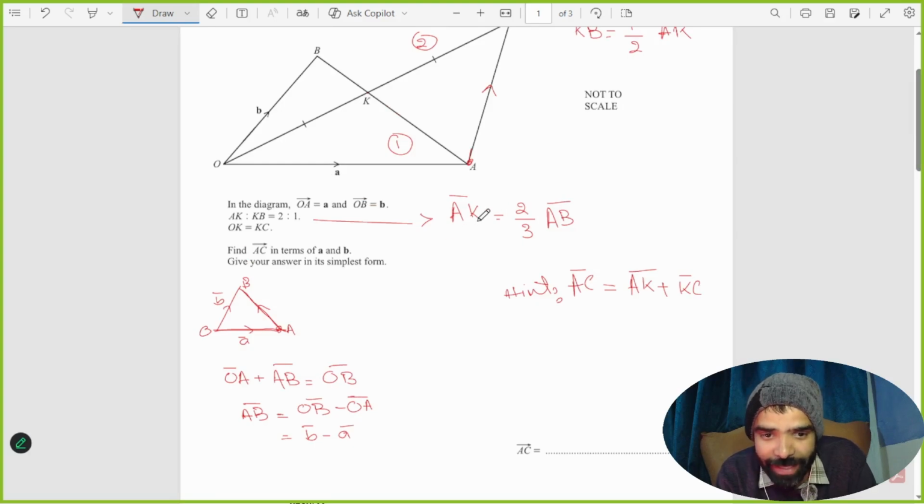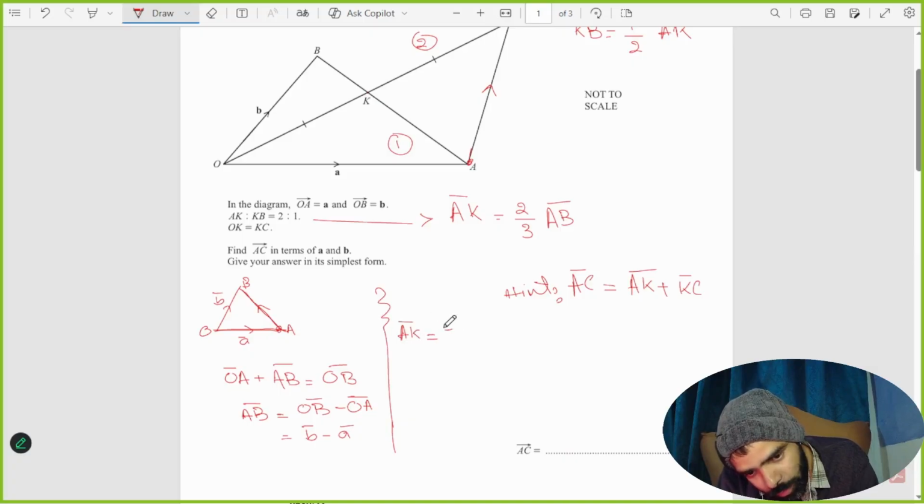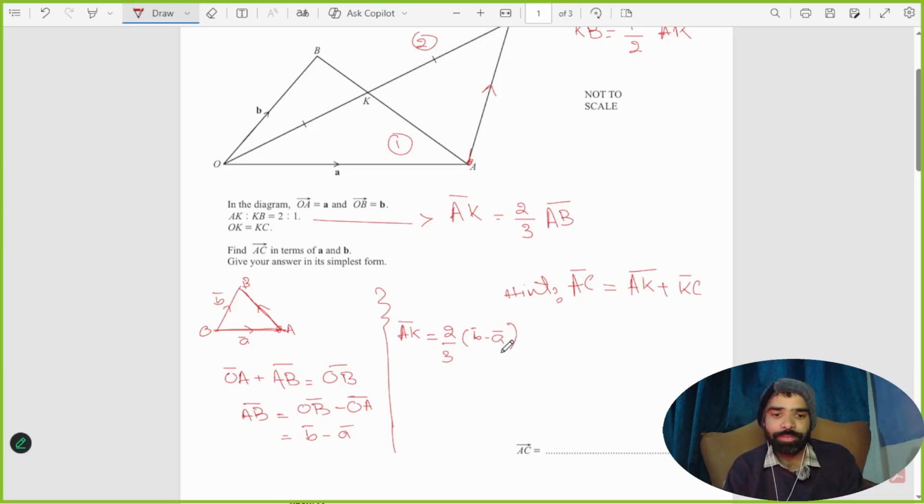You can find AK in terms of small a and small b because AK is two-thirds of AB, right? So AK is equal to two-thirds of AB. AB is b minus a, right? One thing is done. Now only one thing is left. Find KC as well.